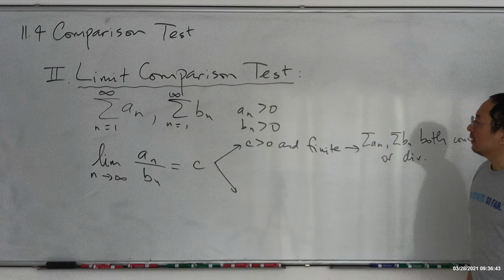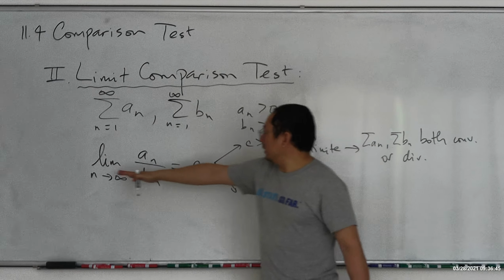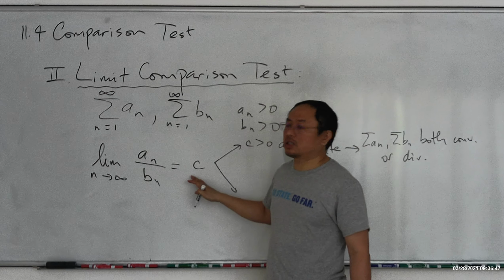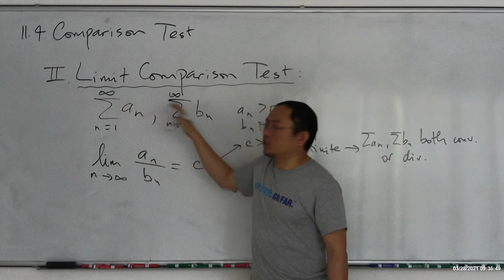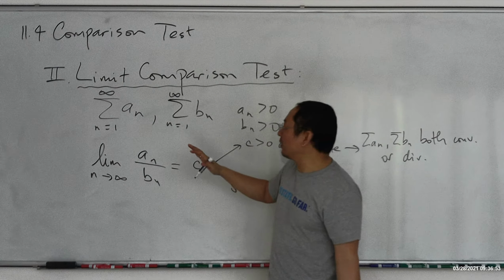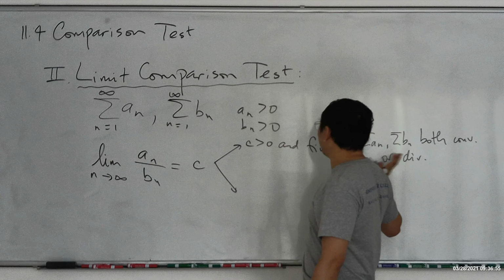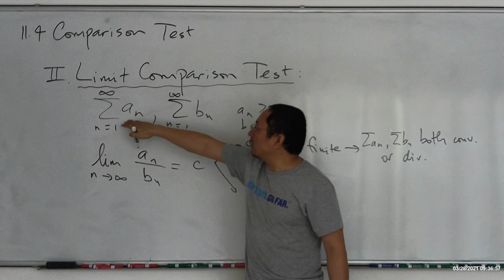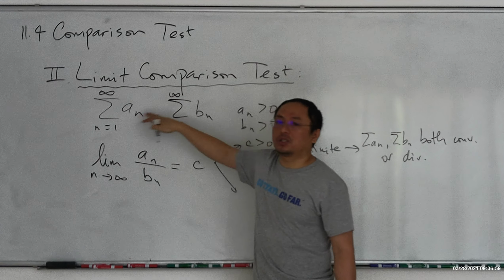Okay. It means what? If this limit is equal to a positive constant, then the two series behave the same way. This is usually how I say it, but it's not a formal way. That's how the book writes it, so I'm not writing it here. It means what? If this is convergent, then that is convergent. If this is divergent, that's divergent.